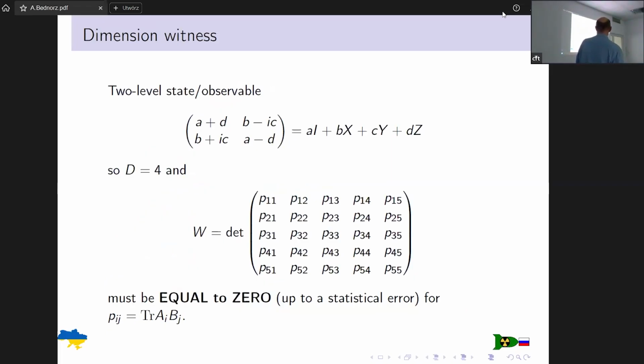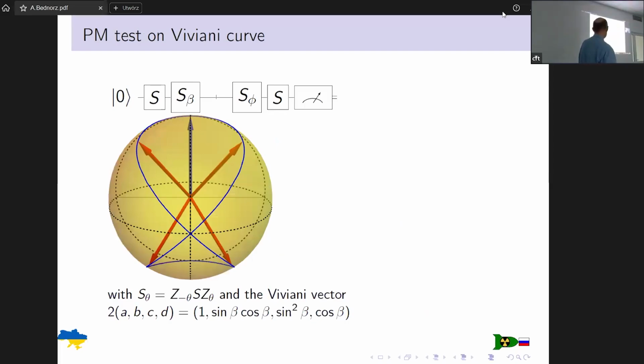So if they don't pass this test, something is wrong. Now, what can be wrong? The assumptions: that we have a two-level space, or independence, because in each of these tests we need some independence between, say, two states, or preparation and measurements.